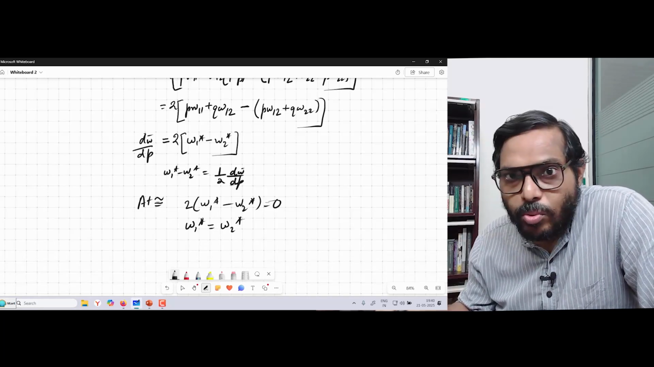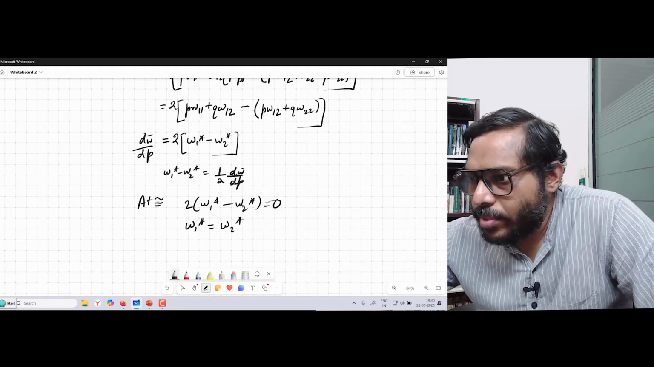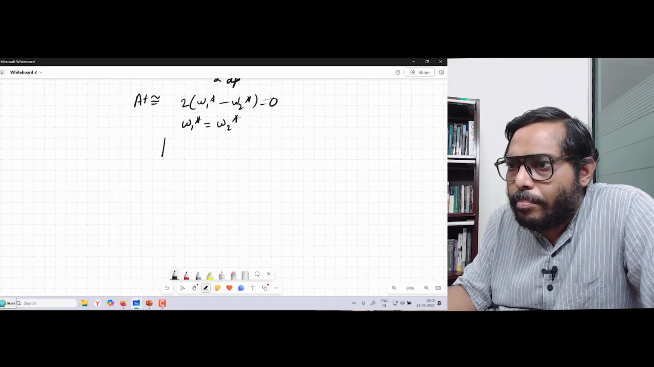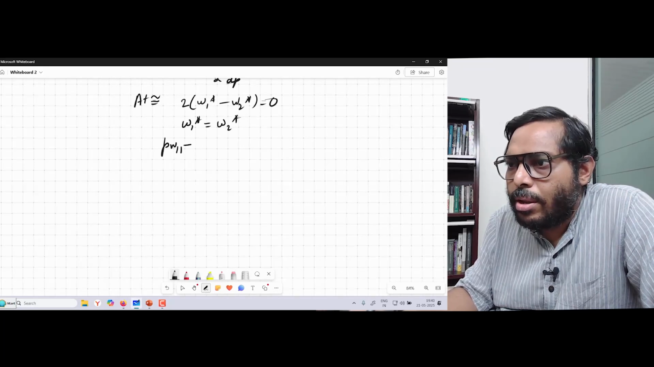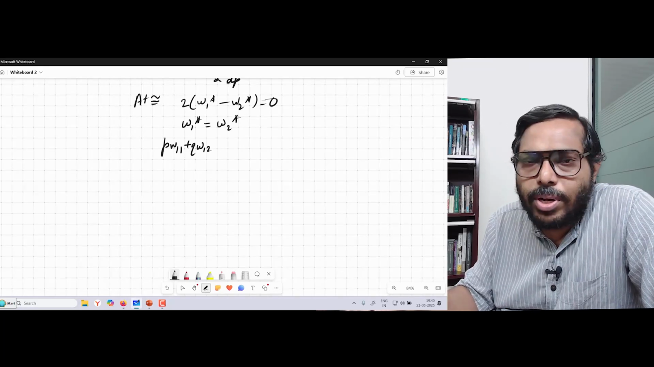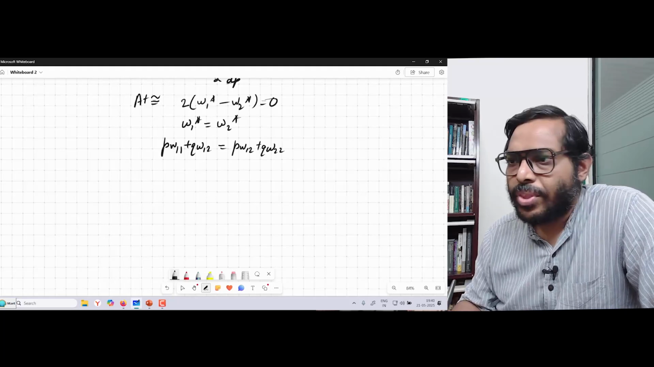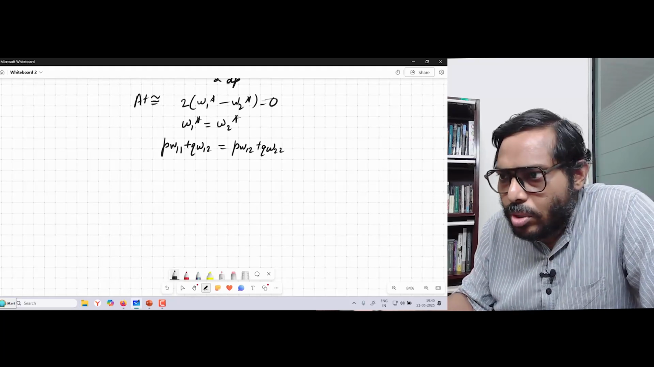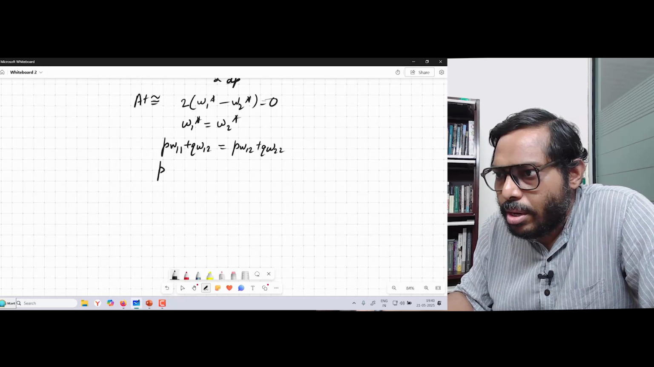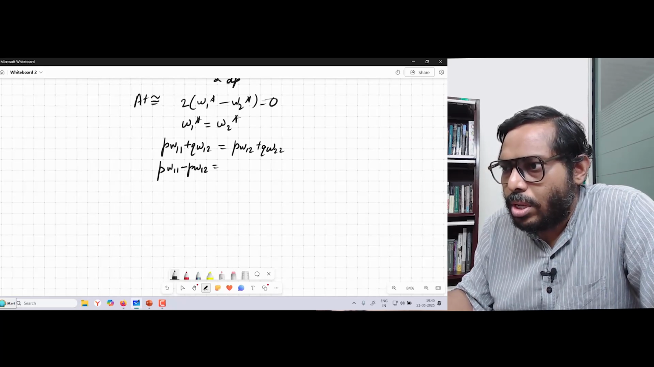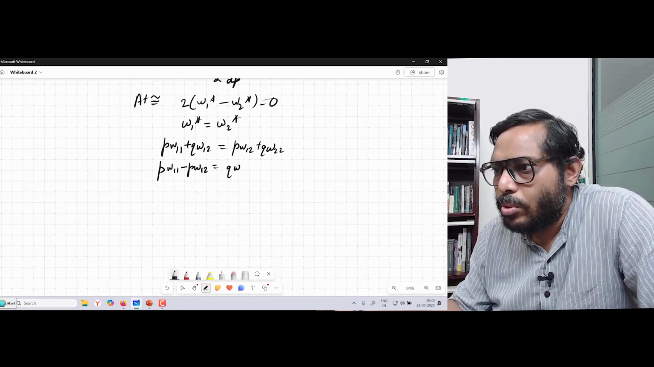Now, what is the formula for w1 star and w2 star? Remember, Pw11 plus Qw12, that is my w1 star, will become equal to Pw12 plus Qw22, that is my w2 star. So, let me collect all the P's and the Q's on one side. Pw11 minus Pw12 is going to be equal to Qw22 minus Qw12.